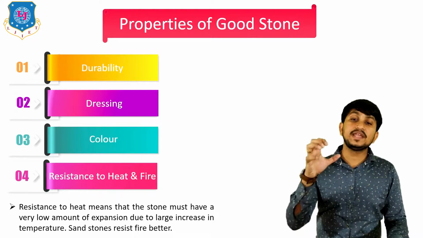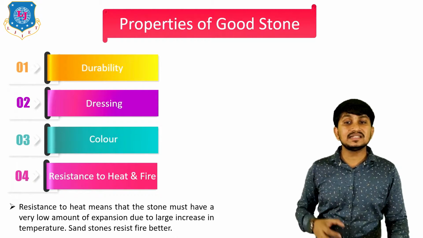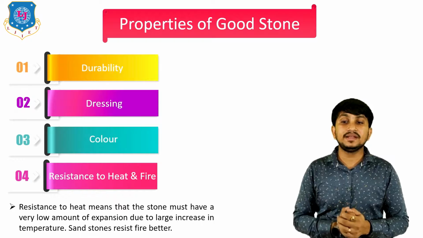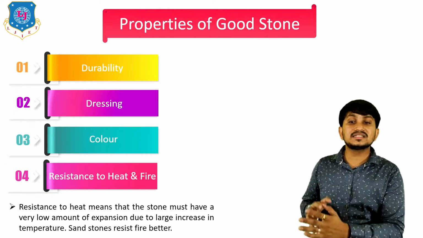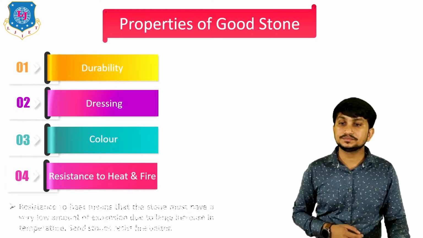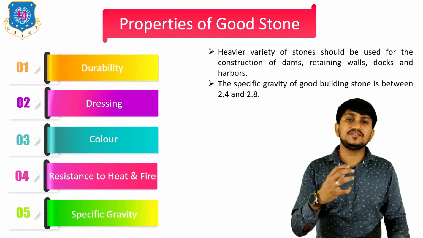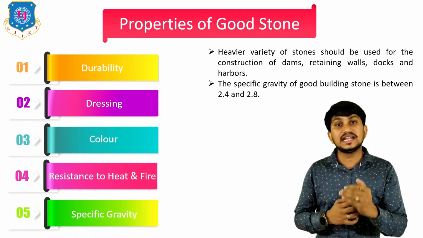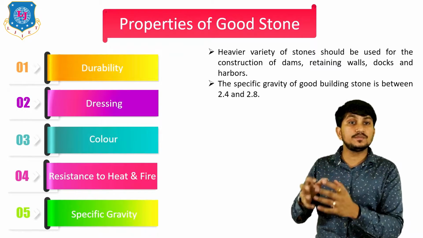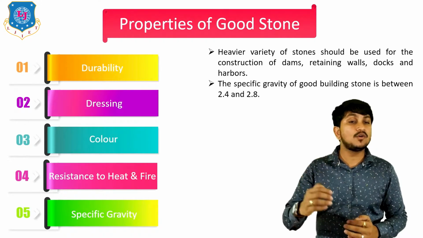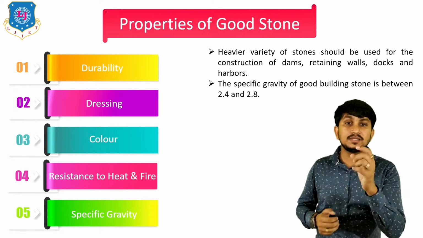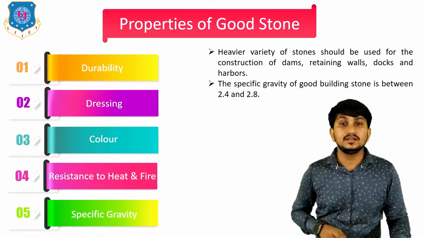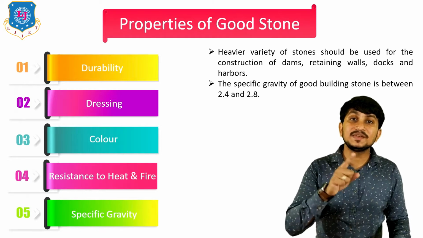Fourth is resistance to heat and fire. Resistant to heat means that the stone must have a very low amount of expansion due to large increment in temperature. Sandstone resists fire better compared to other stones. Fifth is specific gravity. It can be calculated by taking the ratio of density of material to the density of water. Heavier varieties of stones should be used for the construction of dams, retaining walls, docks, harbors, etc. The specific gravity of good building stone is between 2.4 to 2.8. So you have to select the stone according to their specific gravity.